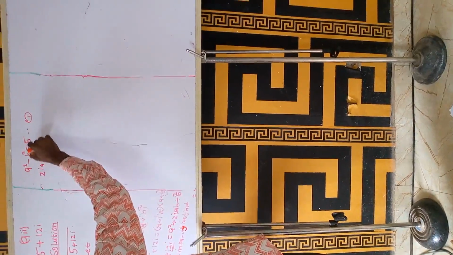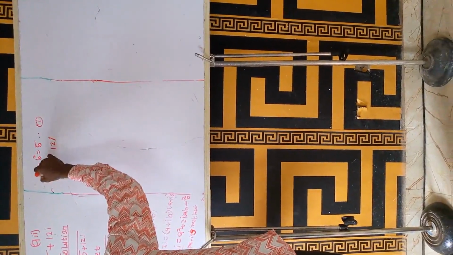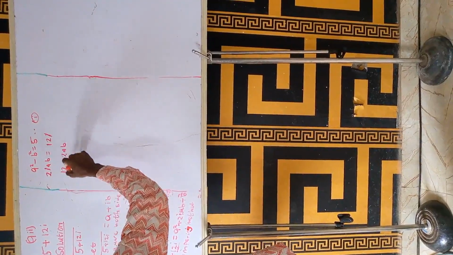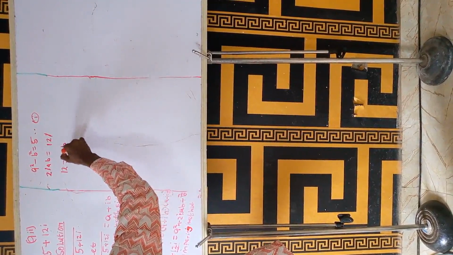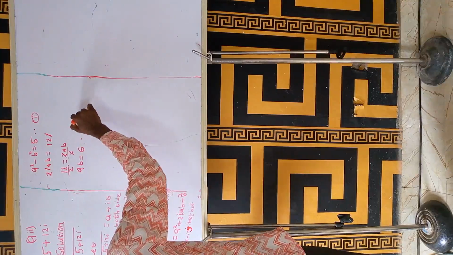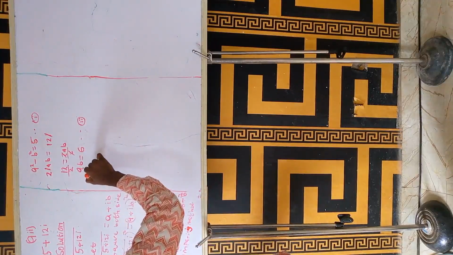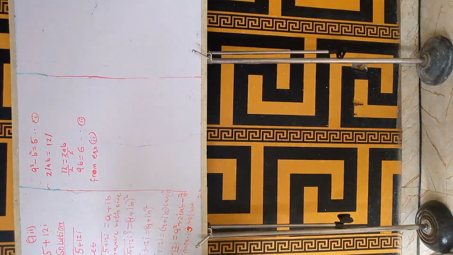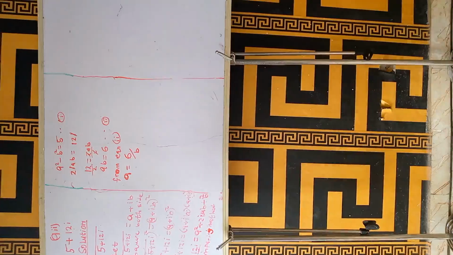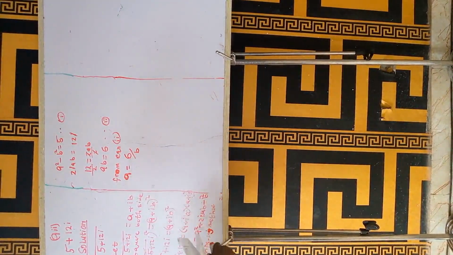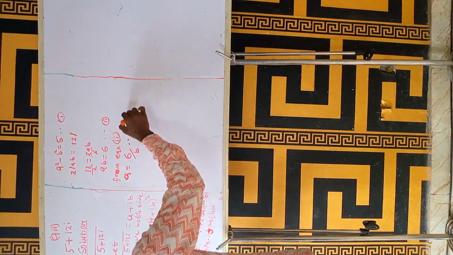And 2iab equals 12i. Here I cancel i, so you have 12 equals 2ab. Now you can divide both sides by 2. Definitely you are going to have ab equals 6, equation 2. From equation 2, our a equals 6 over b, and we can call this equation star.